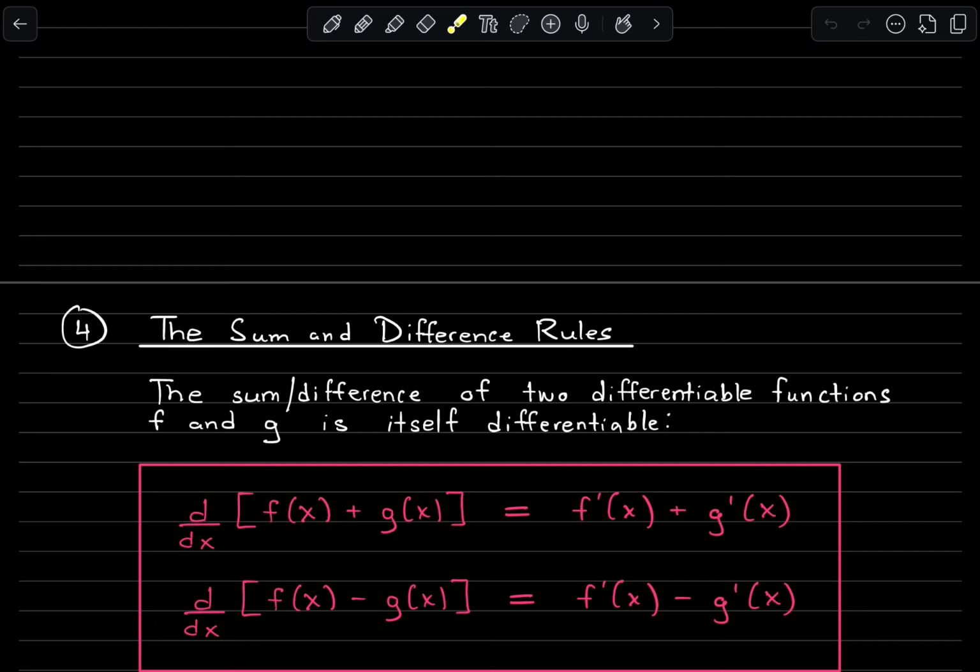And the same pattern holds for differences. So the derivative with respect to x of the difference of f of x and g of x is just the difference of their derivatives. Go ahead and derive them individually, and then just subtract them at the end.